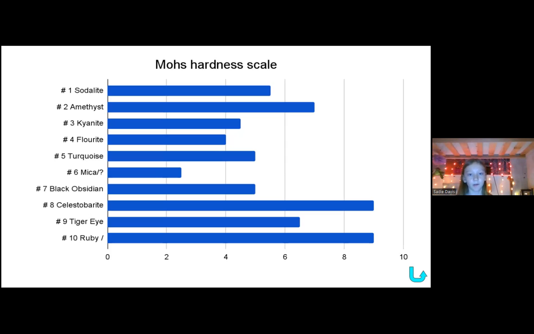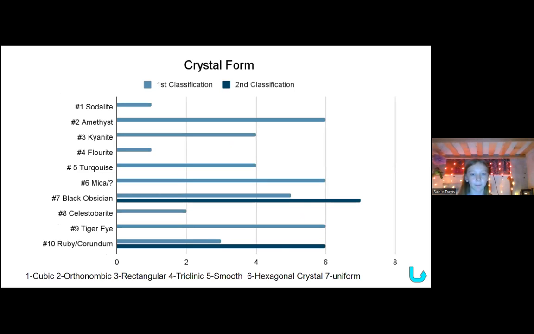My third chart is the Mohs hardness scale. It compares all of my crystals, rocks, and gems, and you can see that the majority ranges from 2 to 7 on the Mohs hardness scale. My last chart is the crystal form. The light blue is the first classification, and the dark blue is the second classification.